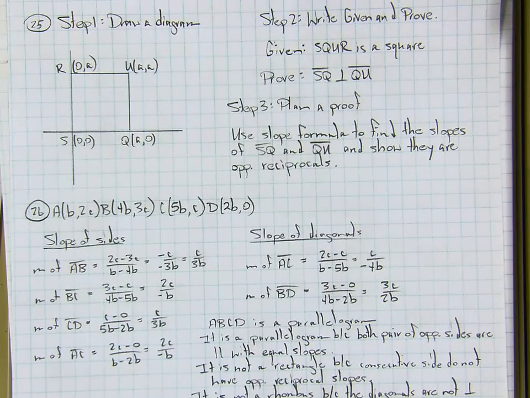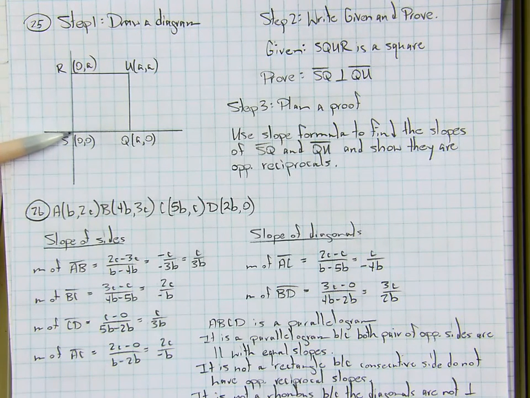On this one, it said, we're going to prove that the consecutive sides of a square are perpendicular. Okay, so I placed my square like this. I placed it where one side is the x-axis and one vertex is the origin. You could center it around the origin if you wanted to. It wouldn't matter as long as you know it's a square, which means that the sides are the same.